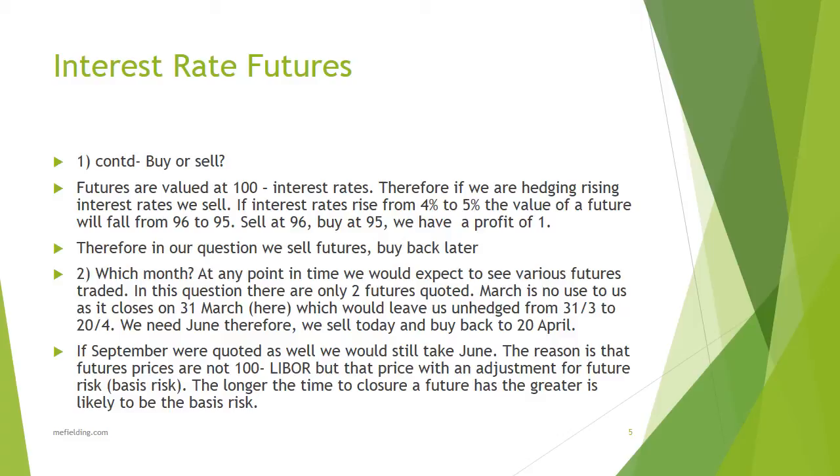If interest rates rise from 4% to 5%, the value of a future will fall from 96 to 95. We sell at 96, we buy at 95, we have a profit of 1. I hope that that is fairly straightforward. When you look at it like that, very, very simple mathematics. Nice line, of course, we have a profit of 1. Brilliant. Profit. Cigars and champagne, but a profit of 1 what? We'll come back and look at the calculation of what a profit of 1 means in a minute. For now, all you're trying to decide is, do I buy or do I sell?